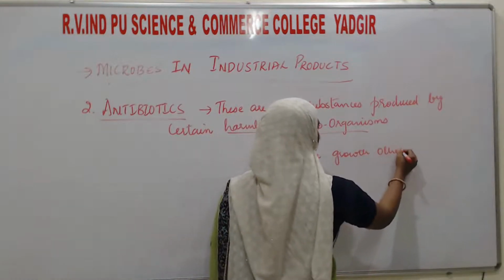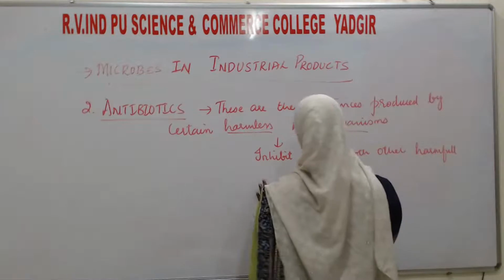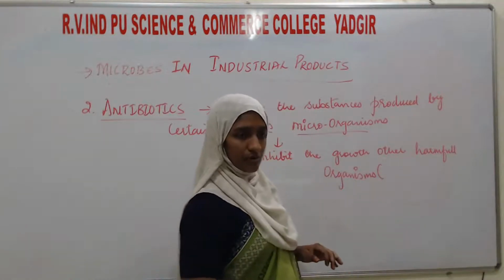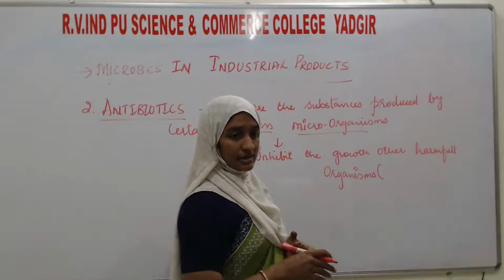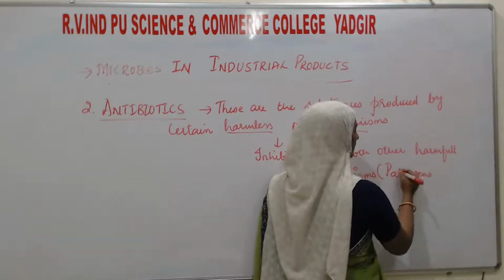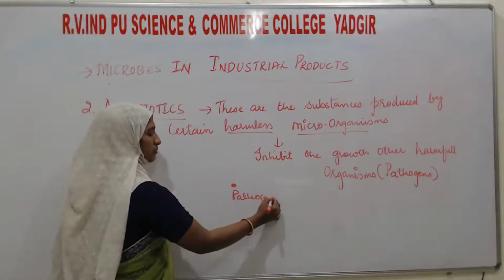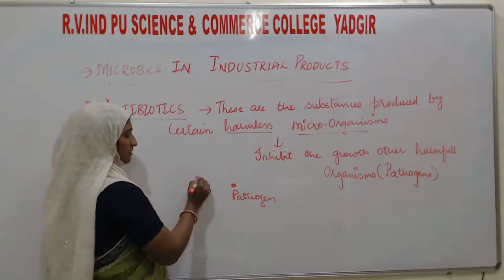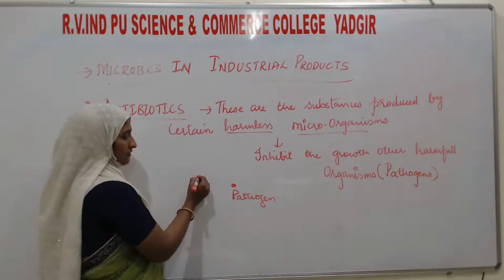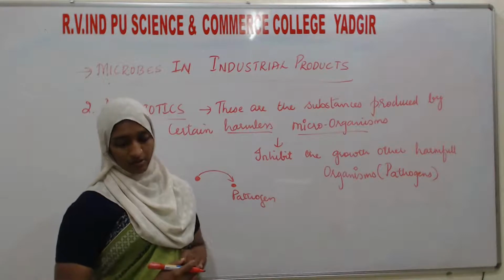other harmful organisms. Or else we can also call them disease causing organisms. Why are we calling them harmful? Because they are going to cause diseases. So what are the disease causing organisms? That is the pathogens. Here, if one microbe is there, the pathogen, which is responsible for causing the disease, this is the harmful microbe and this is the harmless microbe. This will not only inhibit, otherwise they can kill the other microorganism.